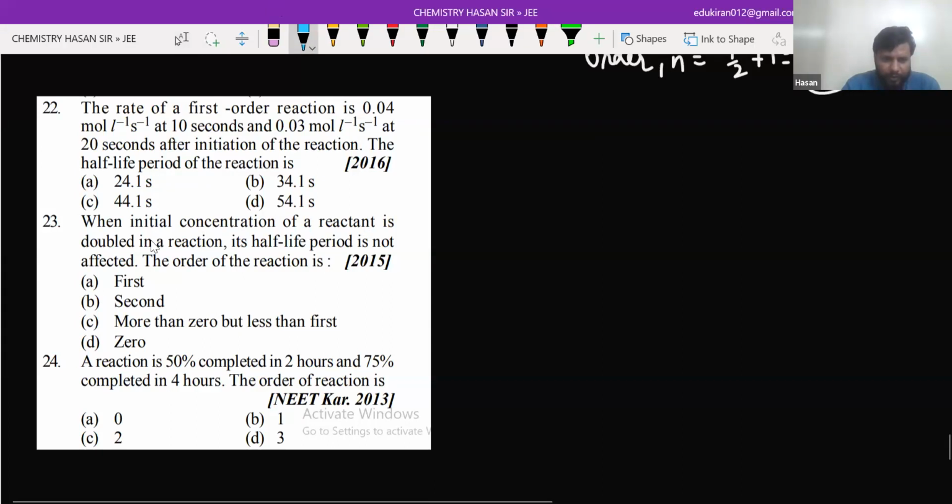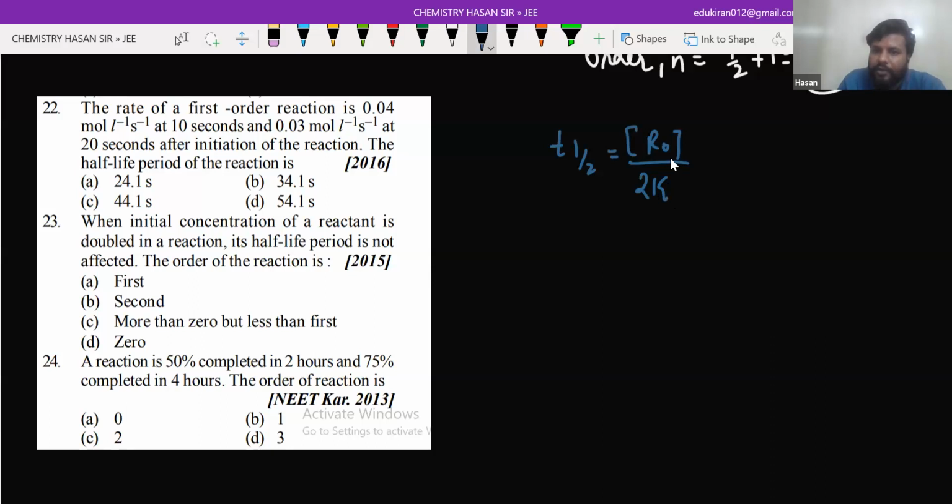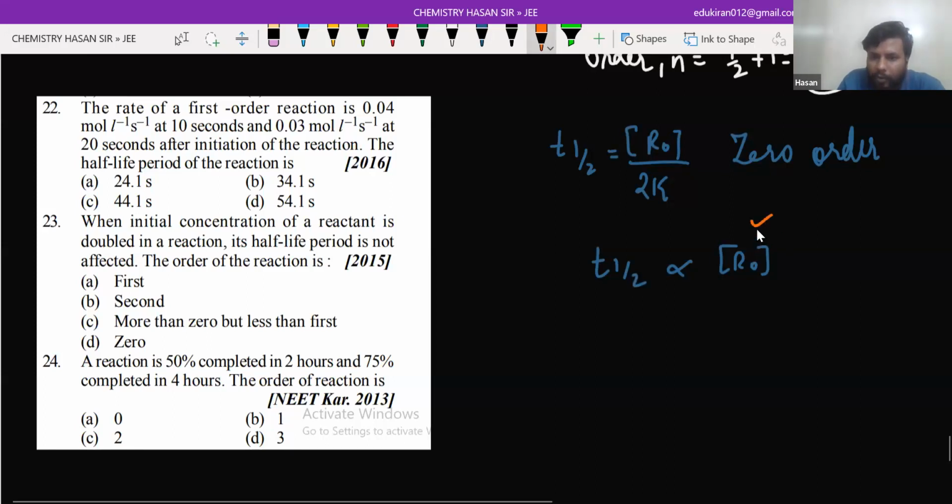When initial concentration of reactant is doubled in a reaction, its half-life period is not affected. Okay, if it is not affected, then what will be the order of reaction? I told you in the previous question it was given that T half is equal to R naught upon 2K, and this is for zero order reaction. The half-life of zero order reaction is directly proportional to the initial concentration of reactant.